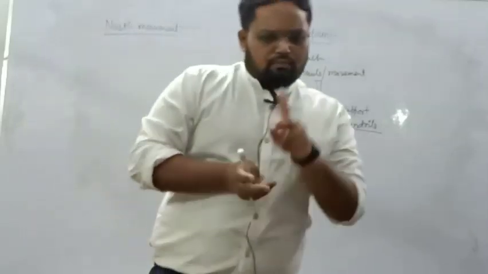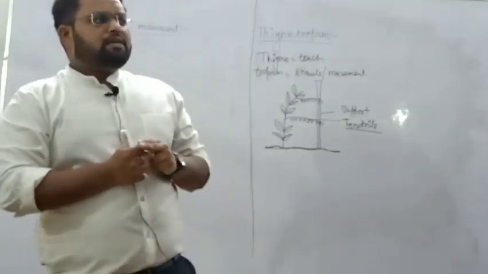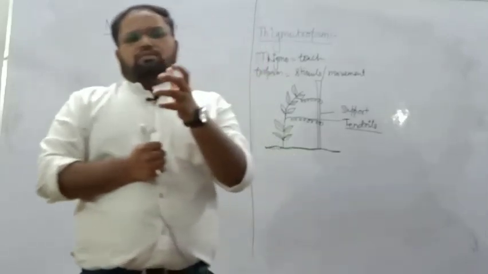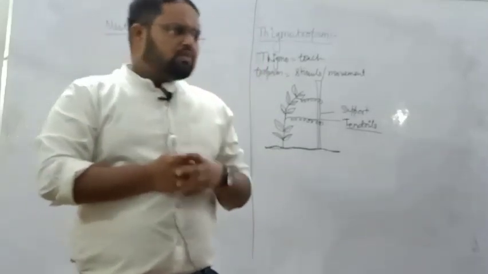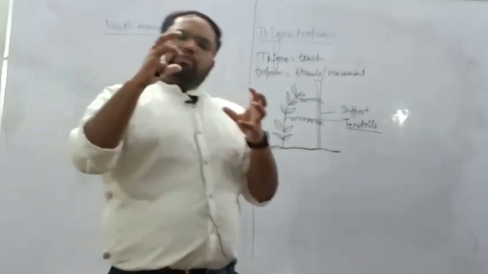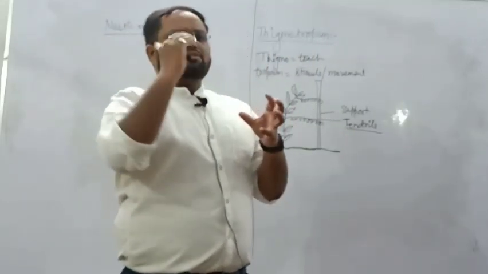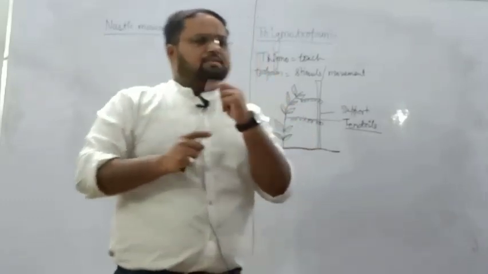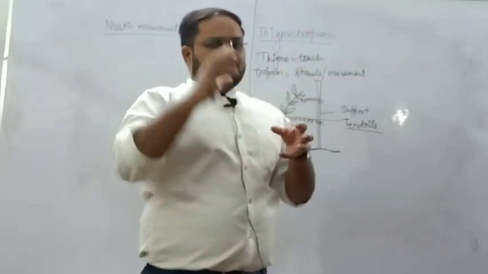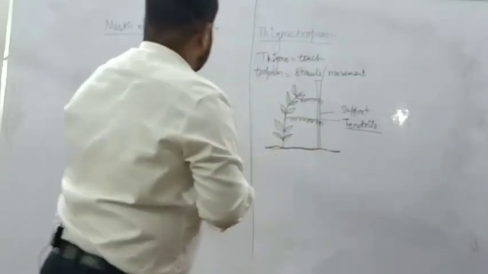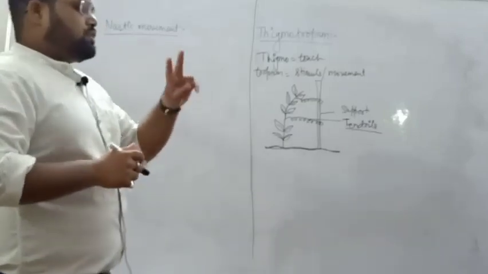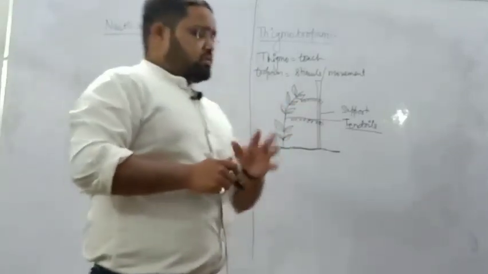First example. Second example is a very easy one, that is sunflower. If you saw a sunflower, the first thing is that it follows the direction of the sun. Second thing is that whenever the sun sets, it becomes downward. So the nastic movement is based on those two examples, because those two examples are most important.